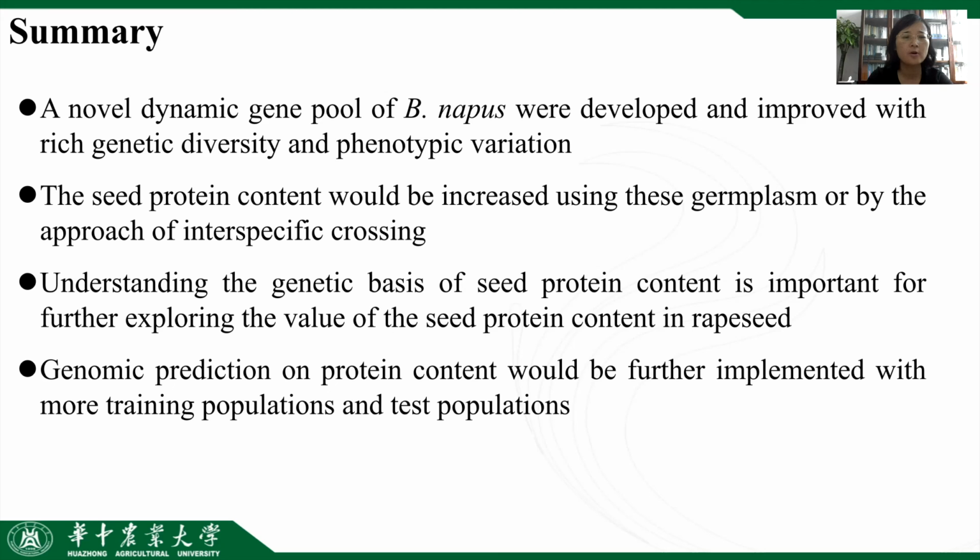And the genomic prediction on protein content would be further implemented with more training populations and test populations. And then from 0.6 to higher prediction accuracy, and also the germplasm or the breeding lines with different genetic backgrounds will have a high accuracy, which would be a good way for this trait.